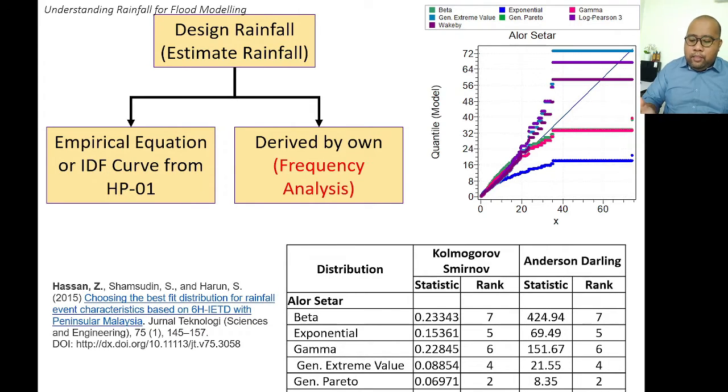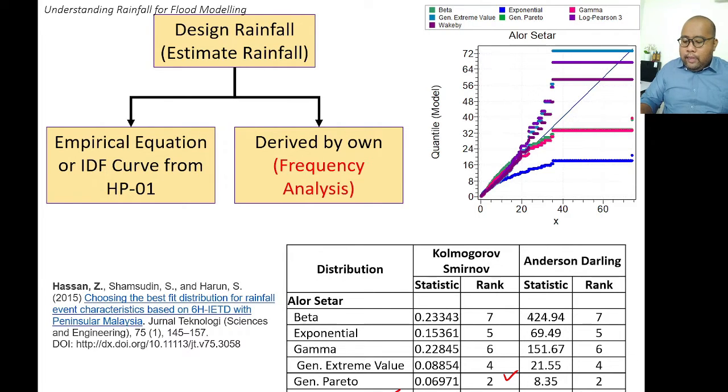So from our analysis, we try to fit our data, and in the second and third columns you can see our distributions have been ranked based on their fitness. For example, for the Kolmogorov-Smirnov test, the first rank is Log-Pearson Type III, the second is Generalized Pareto, and the third is Wakeby.